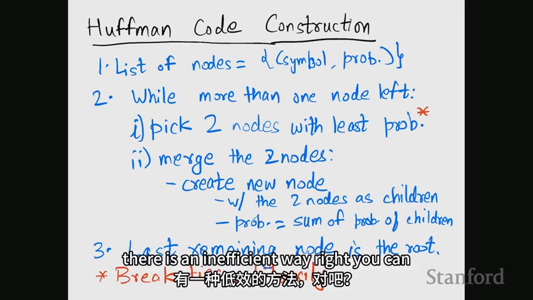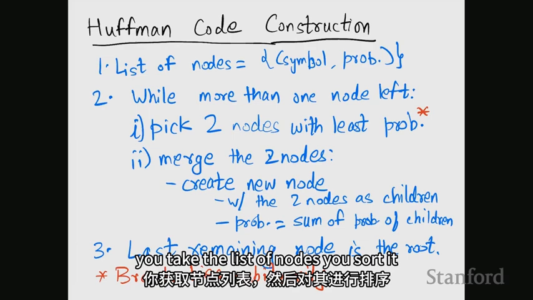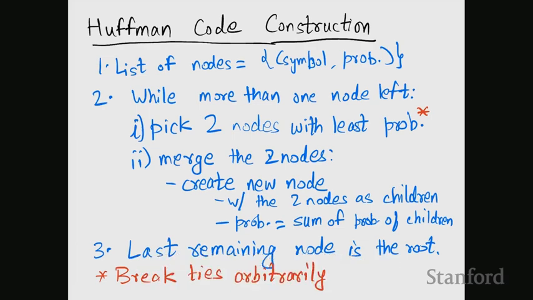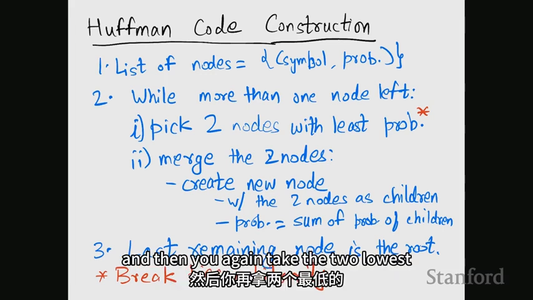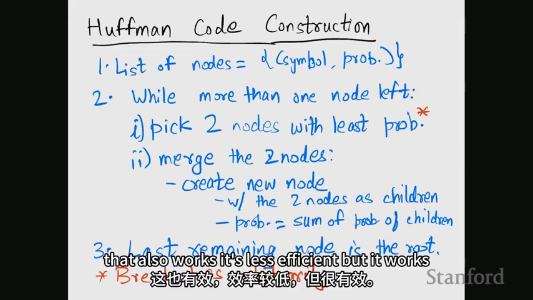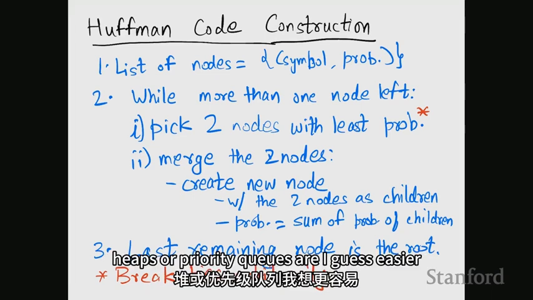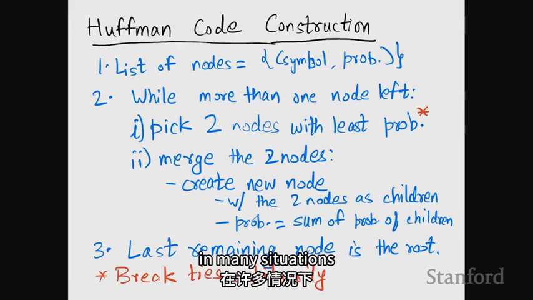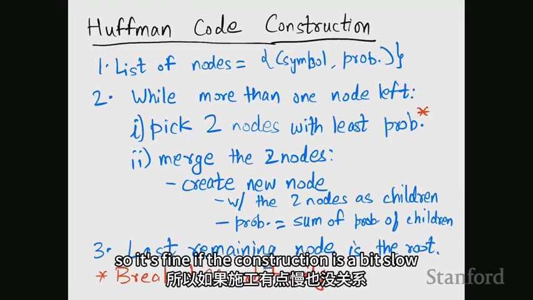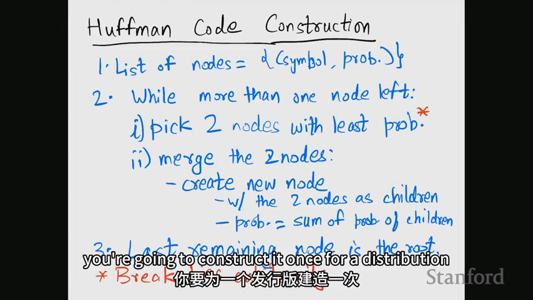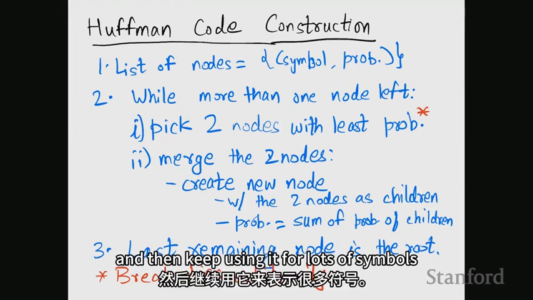There is an inefficient way, right? You take the list of nodes, you sort it. You take the two lowest ones. Then you add the new node, the N1 node, and then you again sort it, and then you again take the two lowest. That also works. It's less efficient, but it works. Heaps or priority queues are, I guess, easier. Another thing to note is that in many situations, you will construct the Huffman code once and use it multiple times. So it's fine if the construction is a bit slow, because ultimately you're going to construct it once for a distribution and then keep using it for lots of symbols.